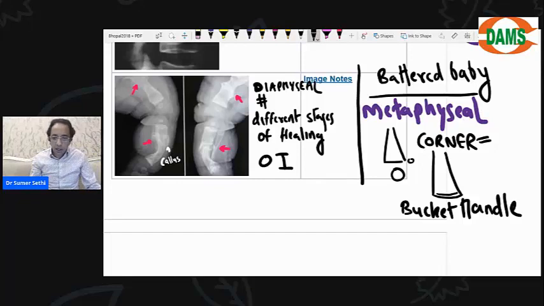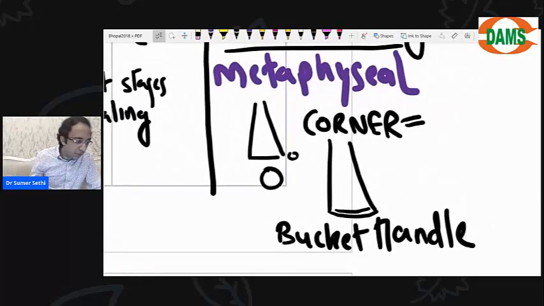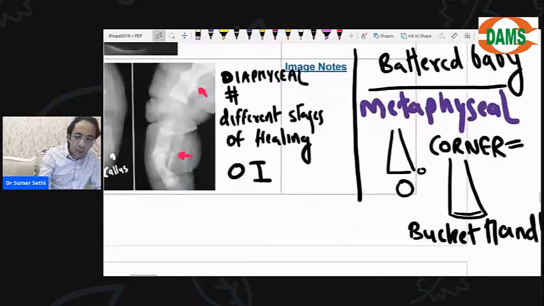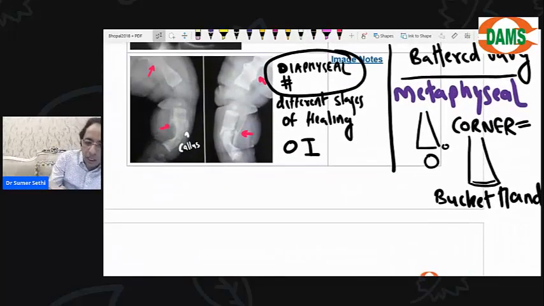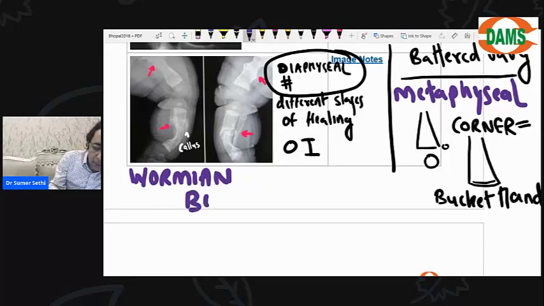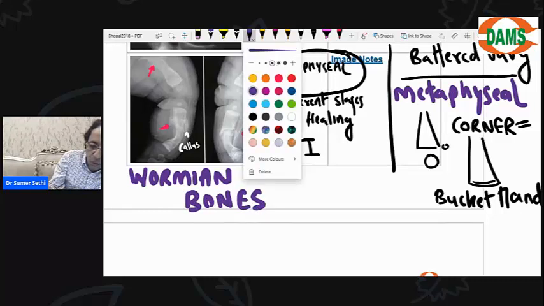Battered baby will have metaphyseal fractures, which will typically be in the corner or shaped like a bucket handle, while diaphyseal fractures in different stages of healing, think of osteogenesis imperfecta. Any other finding of OI that we discussed already? Another finding to remember is Wormian bones. In the lambdoid suture of the skull, you will see multiple sutural bones.